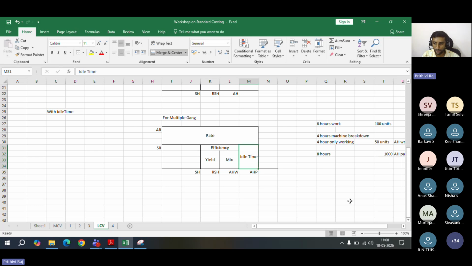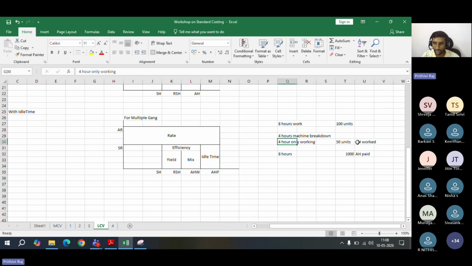So as you said, the efficiency you calculate only on the 4 hours, which is the actual hours worked. So the efficiency is calculated with respect to AHW, and the salary is calculated with 8 hours, that is the actual hours paid. So the rate is calculated with AHP. The efficiency is calculated on the hours you work, but salary is on actual hours paid. The delta between worked and paid is the idle time.